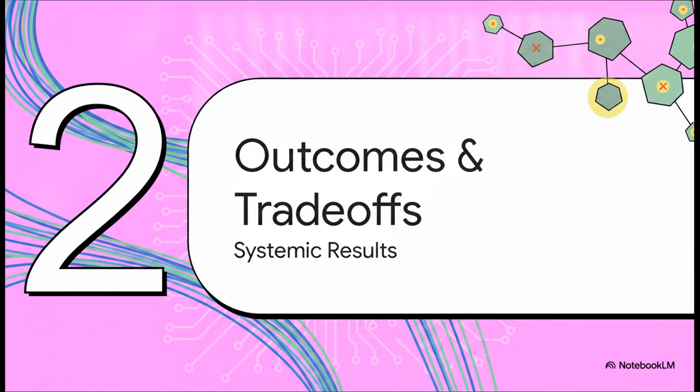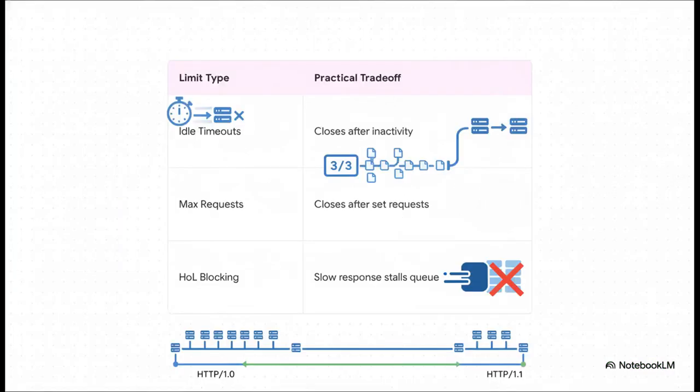All right, moving on to our final section, the culmination, systemic outcomes and trade-offs. Because as we know, nothing in computer science is ever truly free, right? Leaving connections open indefinitely definitely presents a unique set of challenges. See, servers still have to manage their finite memory. They can't just leave millions of sockets open forever for people who already navigated away from the page. So there are practical trade-offs. Servers employ idle timeouts, aggressively closing connections after a period of total inactivity. They might also enforce a max requests limit, closing the connection after a set number of files transfer successfully.